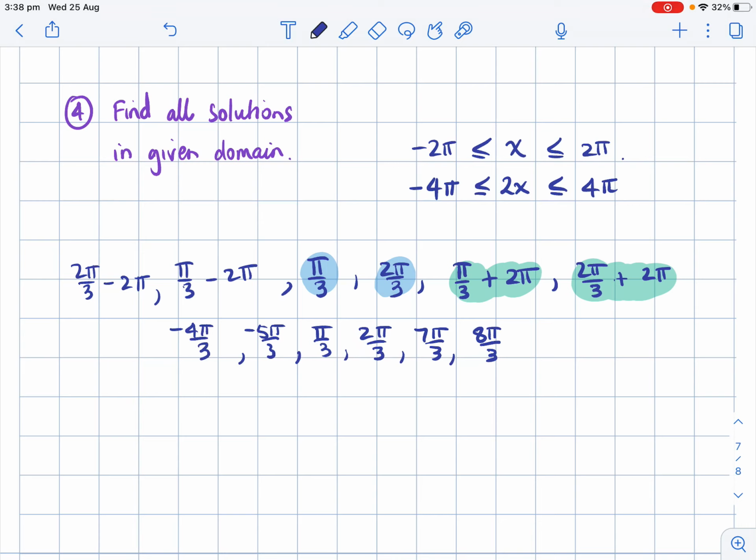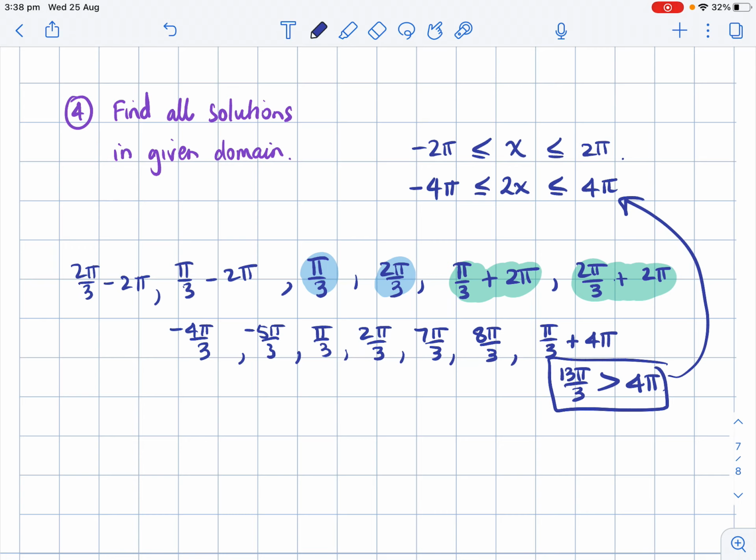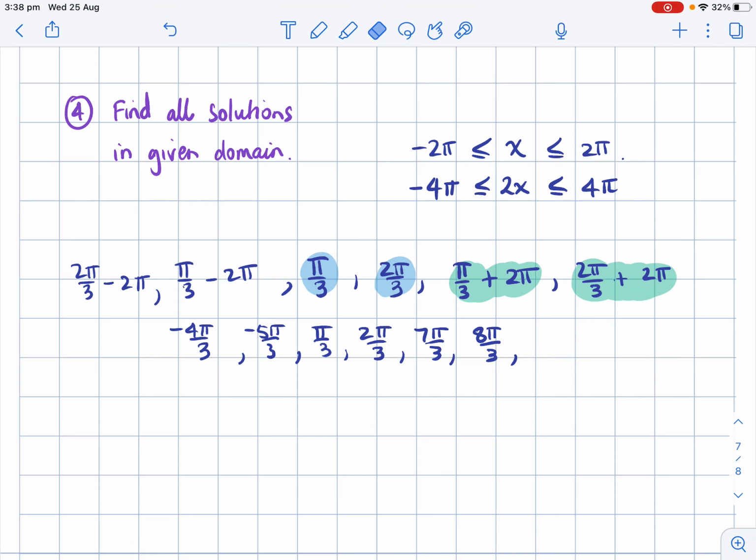And we've got some more solutions. Let's look at what happens if we get the next solution. What if we had pi on 3 plus 2 laps of the unit circle? 4 pi. That would give me an answer of 13 pi on 3, which is also greater than 4 pi. So this number is actually bigger than what I needed up here. So I don't need to worry about that solution. It's not within the set domain.